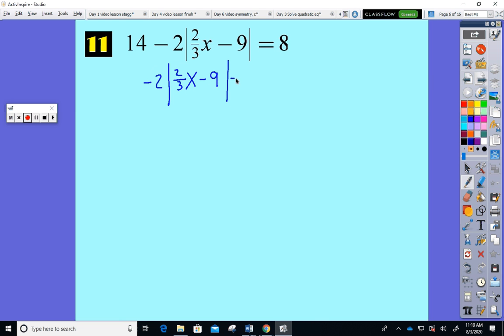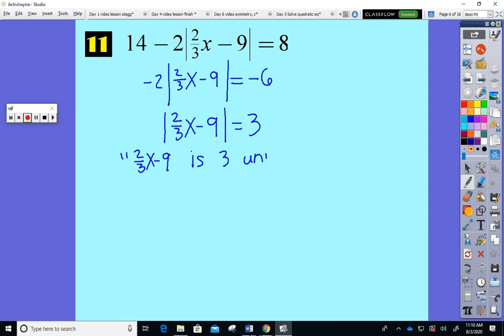What is 8 minus 14? Now I'm going to divide both sides by -2. So I'm going to get chunk equals 3. Okay? I'm going to do something that you're not used to seeing done, but I want to make sure you're thinking about this right so that when you get into the rest of the inequalities tomorrow, you'll understand because you've heard this. This says 2/3 x minus 9 is 3 units from 0. That's what that is saying.